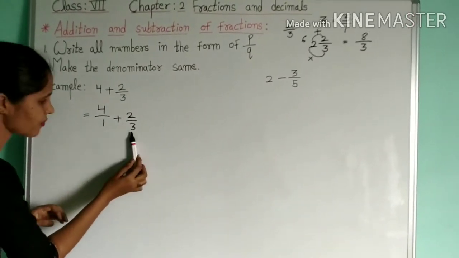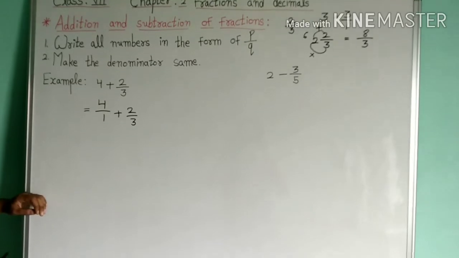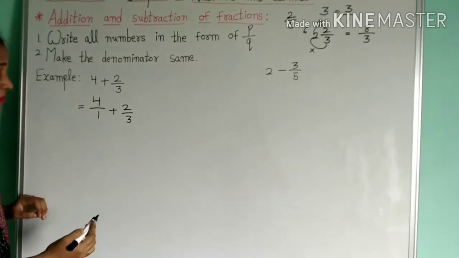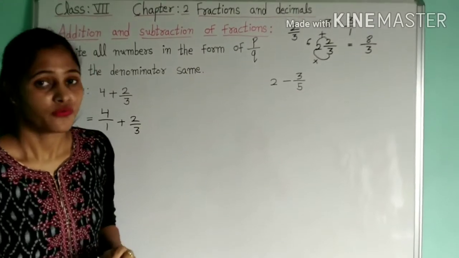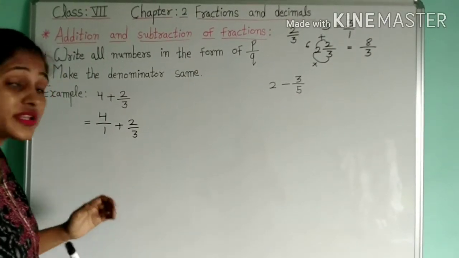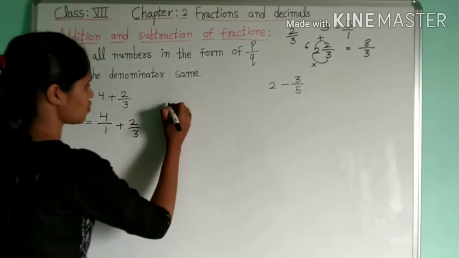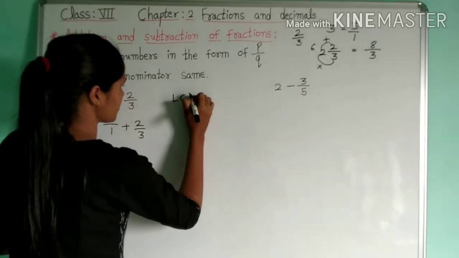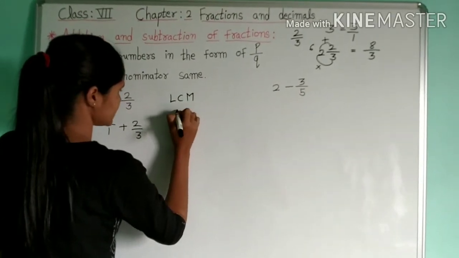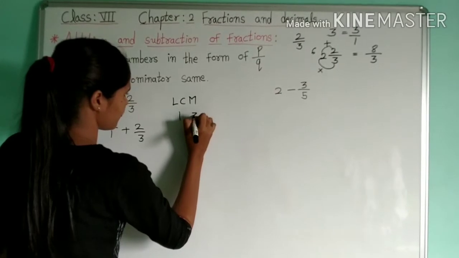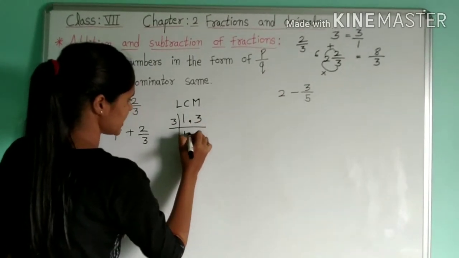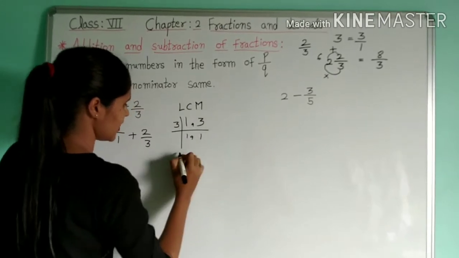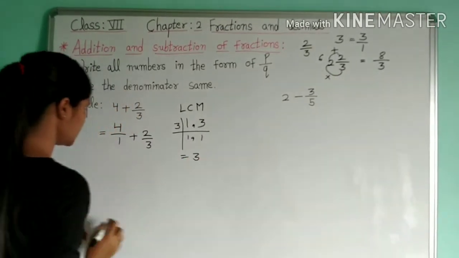See, here our denominators are not same. So we will make our denominator same. How will we make our denominator same? We follow the LCM method. LCM of 1 and 3. So 3 ones are 3. Our LCM is 3.